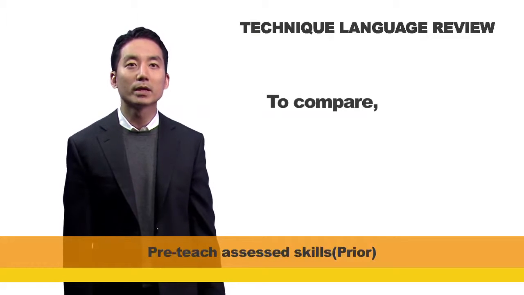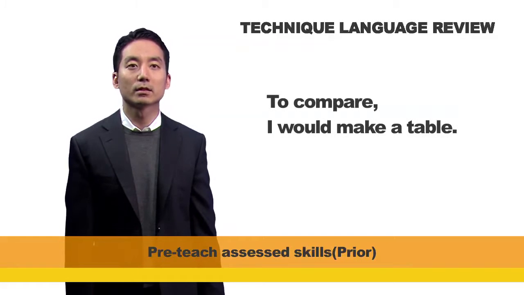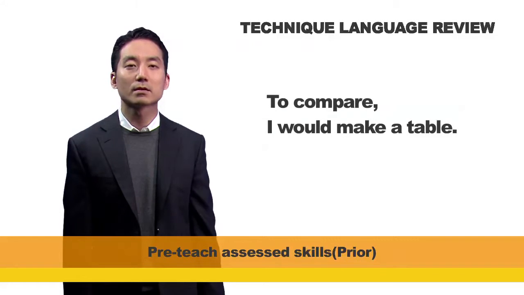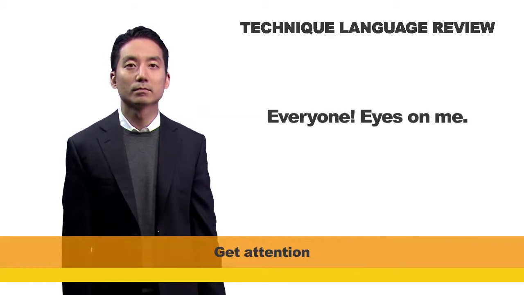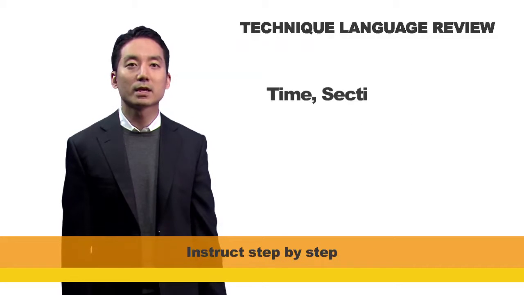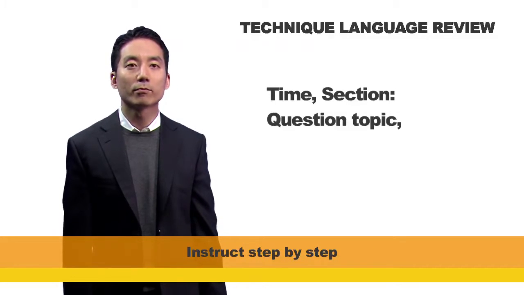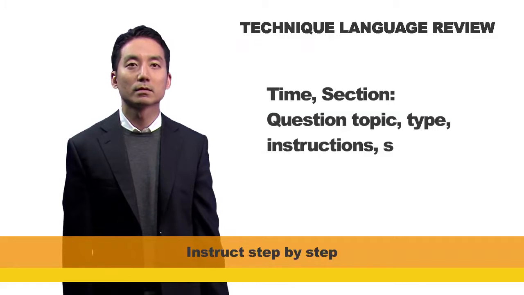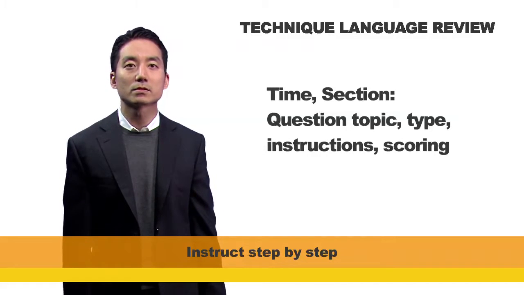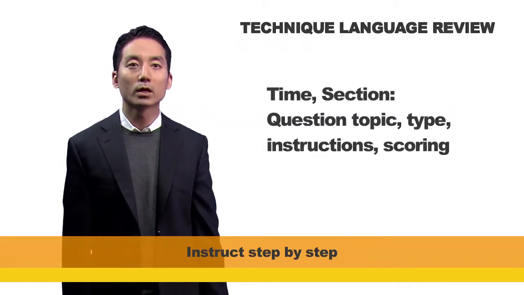To compare, I would make a table. Areas down the left, self-esteem and self-efficacy on the top. Everyone, all eyes on me. We will begin the exam at 10:45. You have 40 minutes. The exam includes 5 sections. Sections 1, 2, and 3 include 30 multiple choice questions about individual characteristics. Circle the best answer, 1 point each.